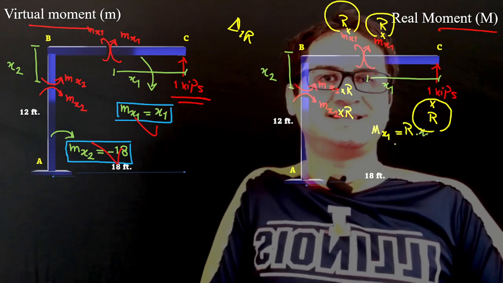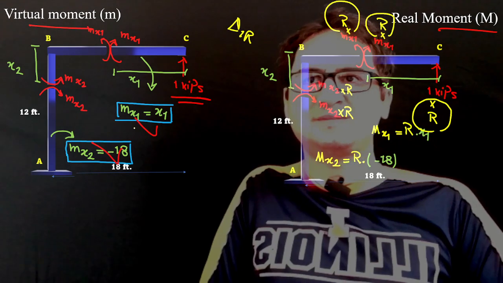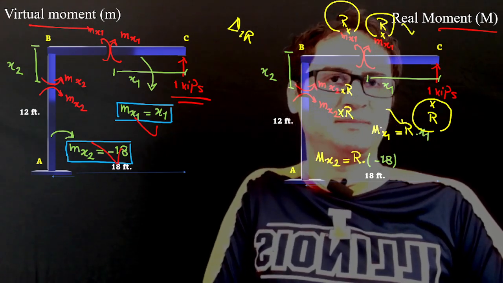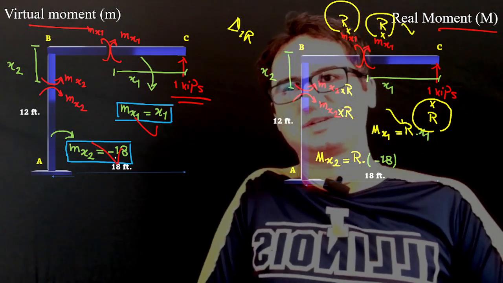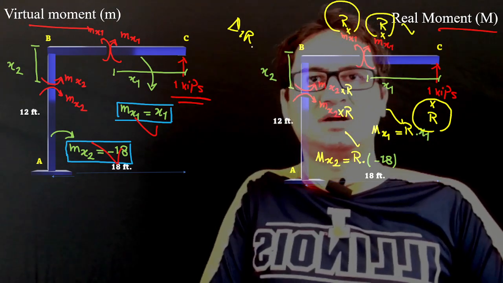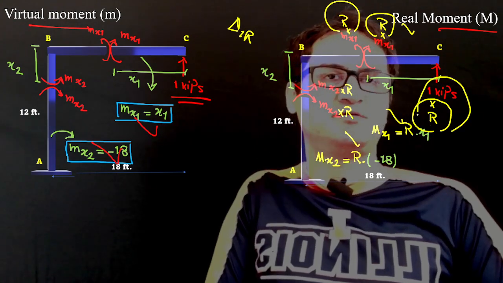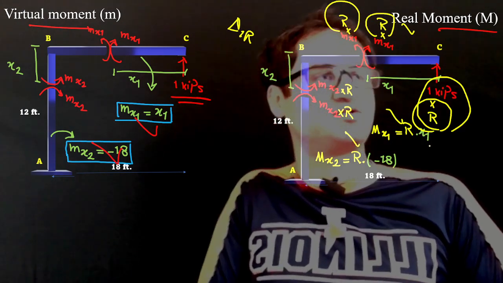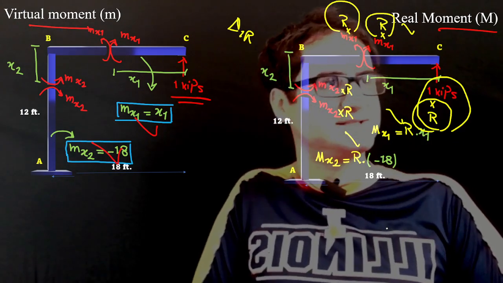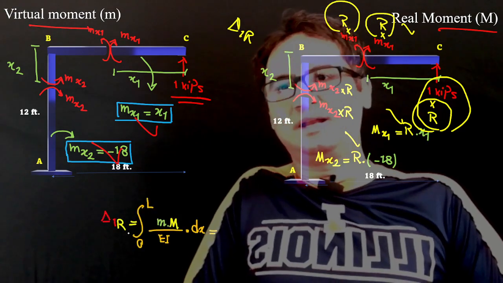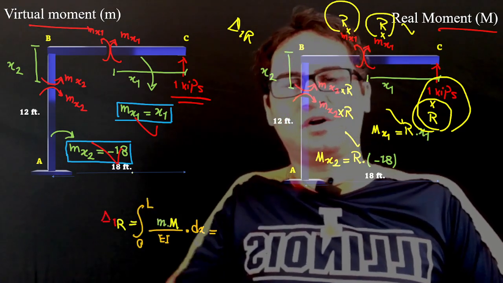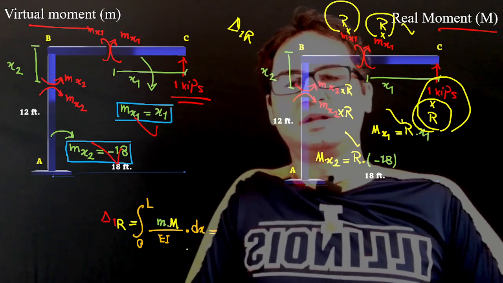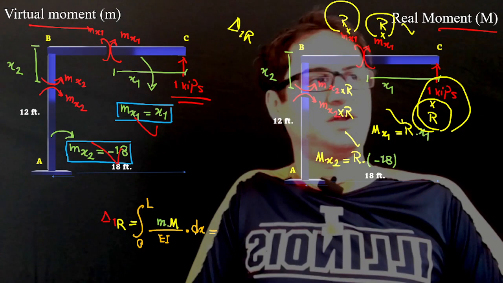So in that sense, mx1 is equal to capital R times x, creating our real moment, capital M, and mx2 is just negative 18 but times capital R. Definitely we have to multiply 1 kilopound by the reaction as well. So 1 times reaction just gives us the reaction at C. So that's the only unknown. And if we develop that, delta 1R is equal to the summation from 0 to L of small m times capital M over EI times dx.